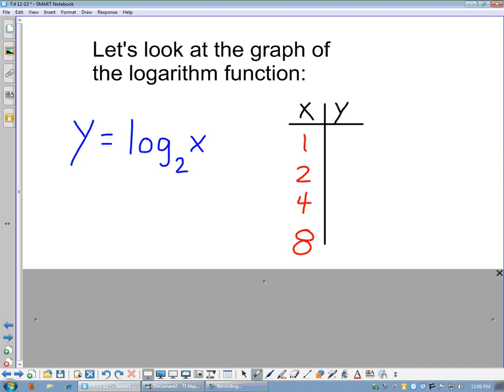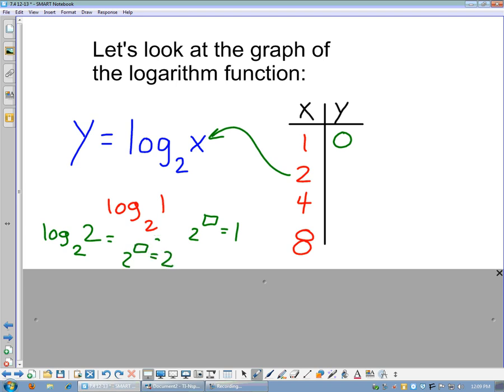So if I plug in 1 for x, what is log to the base 2 of 1? Well, remember, that means 2 raised to what power is equal to 1? That's going to be 0. So we have 1, 0. What if I have log to the base 2 of 2? If I'm plugging in 2 now for x, that's going to be log to the base 2 of 2. Remember, that's one of the properties. 2 raised to what power gives you 2? That's the question mark, and it would be 1. So this is going to have to be 2, 1. And what about 4? If I have log to the base 2 of 4, that's saying 2 raised to what power gives me 4? That's going to be 2.